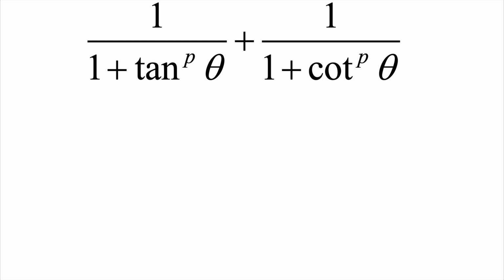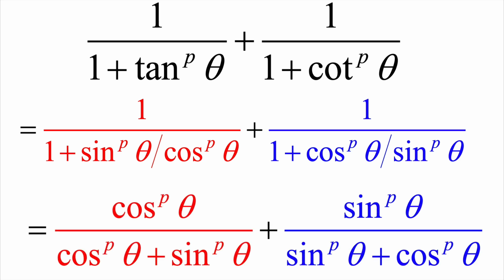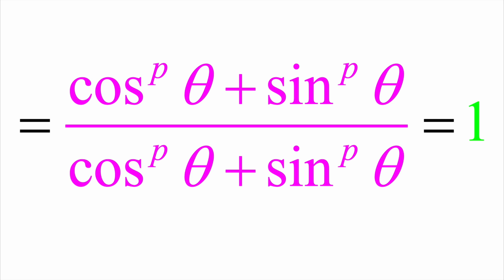If we add 1 over 1 plus tangent to the p power of theta and 1 over 1 plus cotangent to the p power of theta, using the definition of tangent and cotangent, we get this. Simplifying these compound fractions gives this. And now you can see we're home free. There's a common denominator of cosine to the p power of theta plus sine to the p power of theta. We combine the numerators and then cancel to get the constant function 1. It doesn't matter what the power p is.